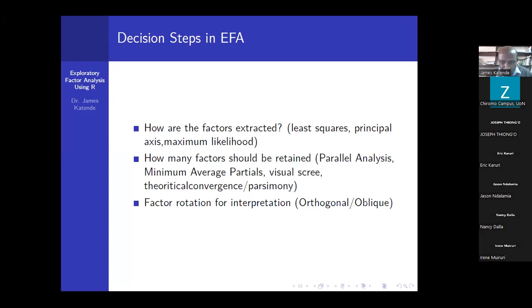So we mentioned factor rotation before, that it may be necessary for easier interpretation. And there's the orthogonal, which retains the orthogonality between the axes. Orthogonality simply means, is a big word for perpendicular. Oblique means the angles between the axes will not be right angles.